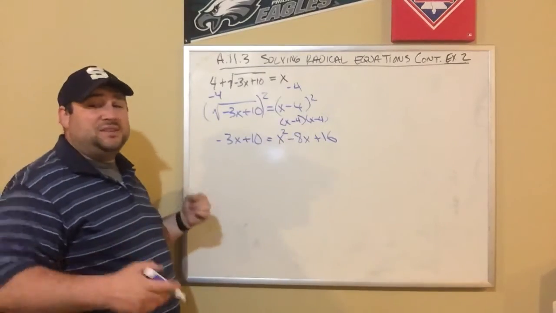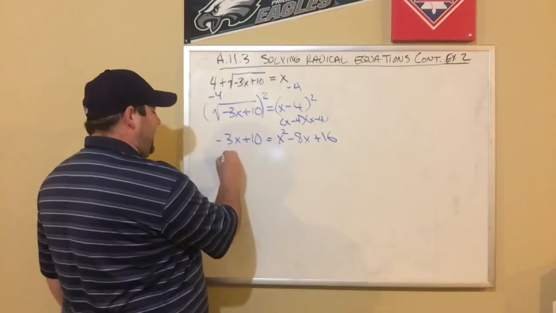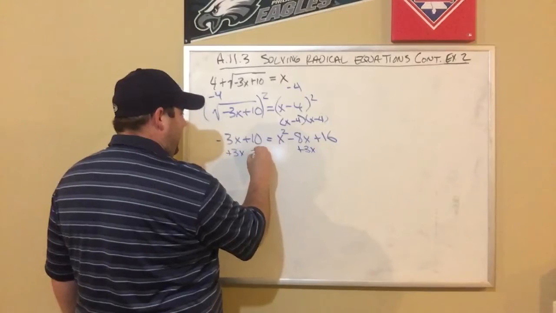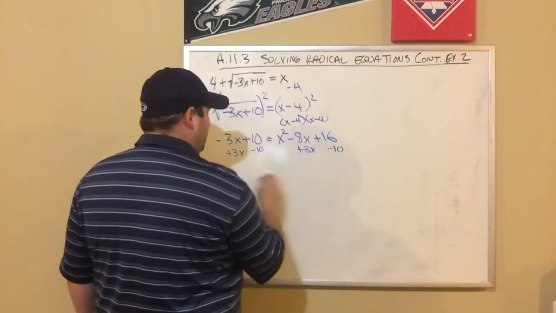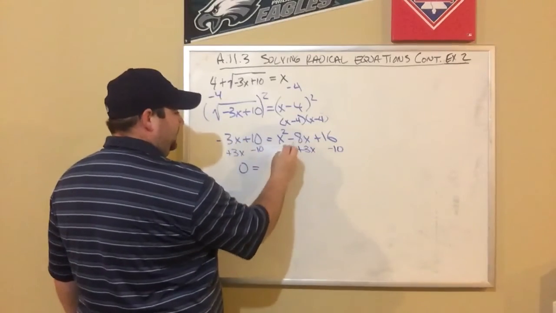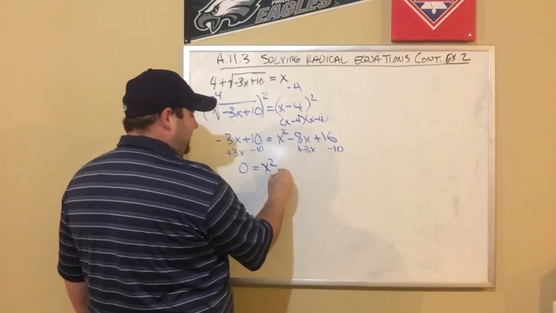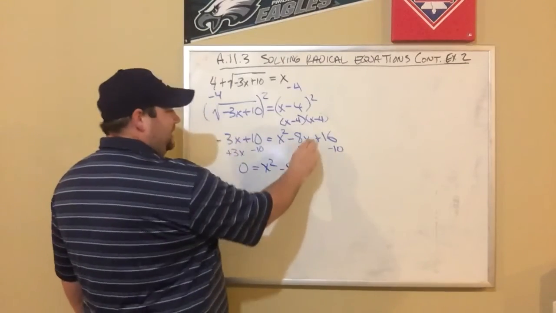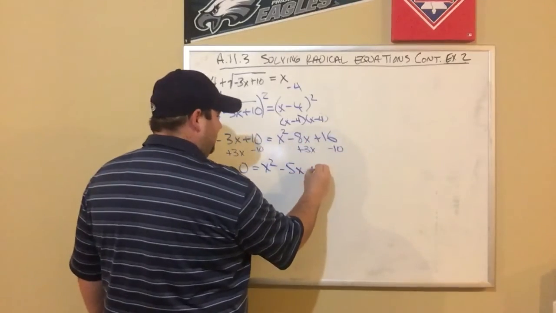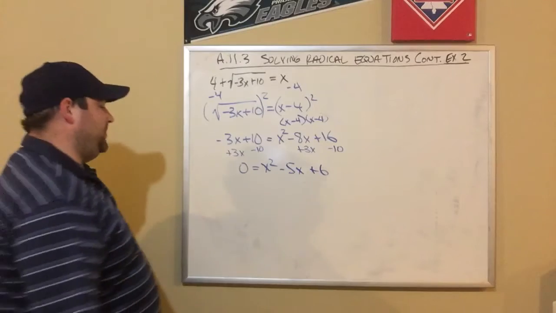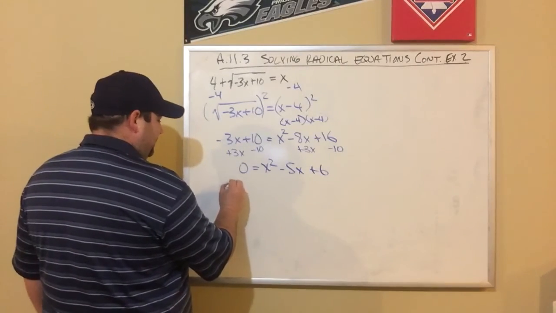So I know to solve this, I need to make it equal 0. So I'm going to add 3x to both sides, and I'm going to subtract 10 from both sides. So now I'll have 0 equals x squared. Negative 8 plus 3 is negative 5, so minus 5x. 16 minus 10 is plus 6. So now I need to factor this.